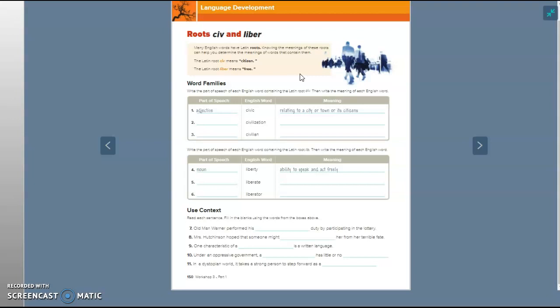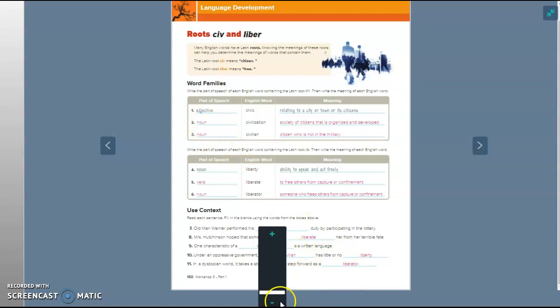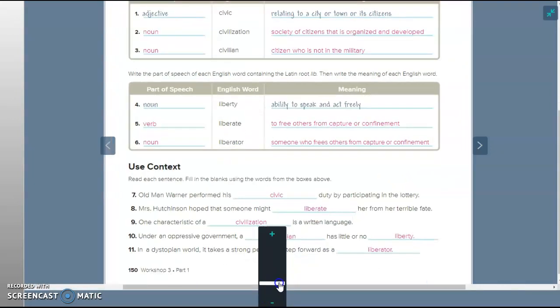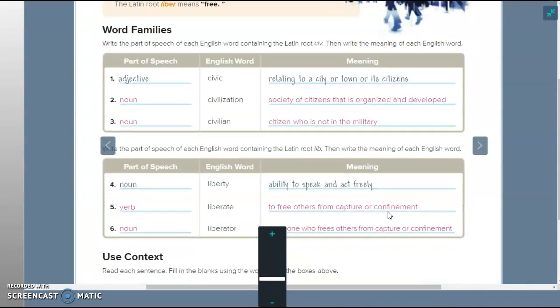Taking a look at these. Civic is an adjective, and it is relating to a city or town or its citizens. Then civilization, that's like a place or a group of people, right? So that would be a noun. I'm just going to go ahead and put these up here.